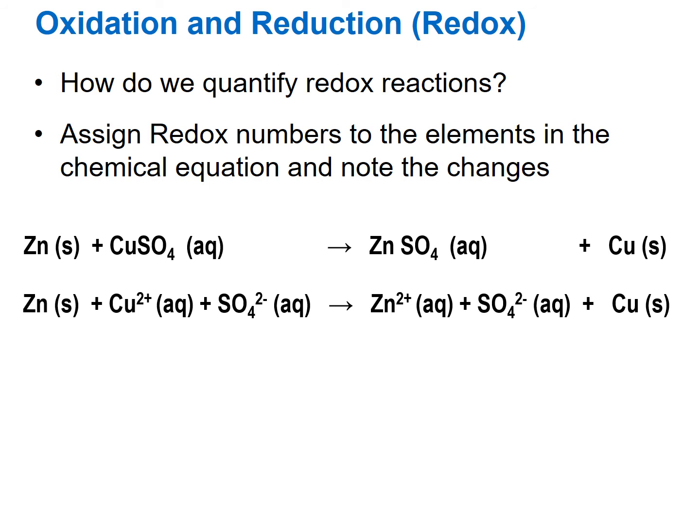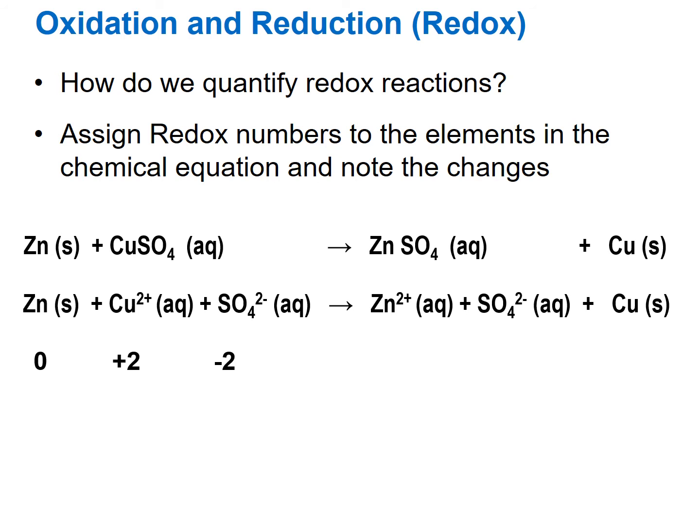Now I'm going to assign the numbers. I'm going to assign the numbers without telling you how I'm coming up with these numbers first. But in a minute, we're going to look at how to come up with these numbers. And then we're going to do plenty of exercises around coming up with these numbers. All right, so zinc as a solid is going to get an oxidation number of 0. Copper is going to get an oxidation number of +2. Sulfate is going to get an oxidation number of -2.